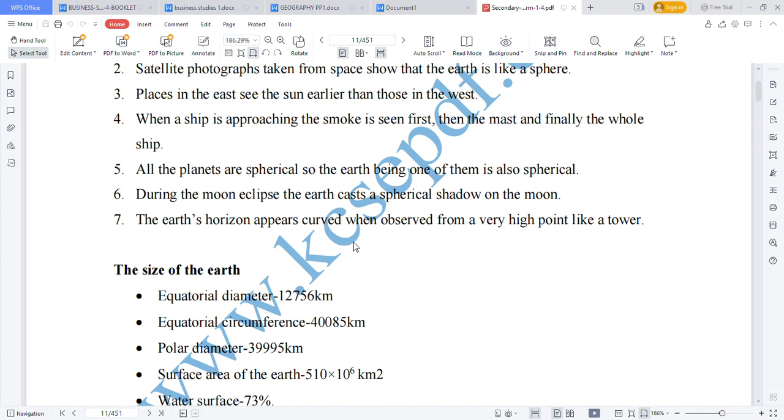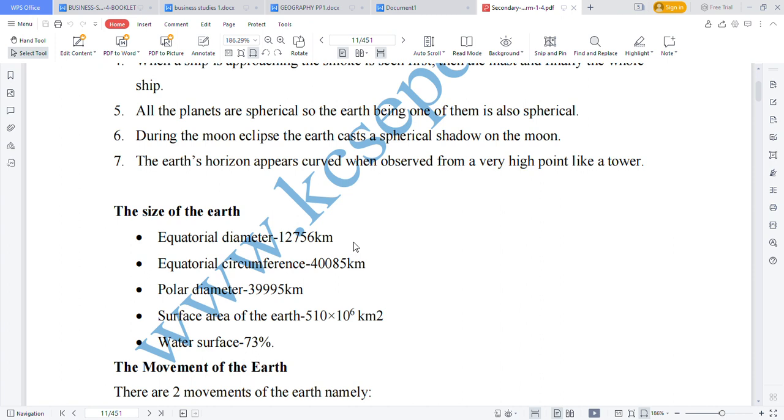Number 5, all the planets are spherical. From what we said in the composition of the solar system, all planets are spherical, and remember Earth is one of them, so the Earth being one of them is also spherical.